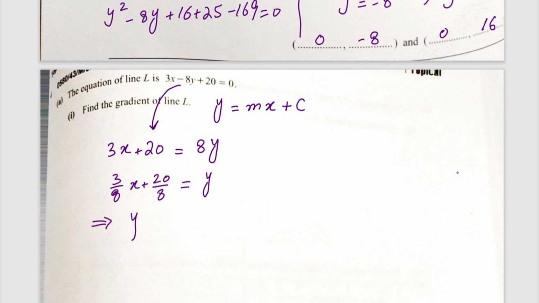Now we can also write this as y is equal to 3 over 8 x plus 20 over 8. Both come in the table of 4: 4 times 5 is 20 and 4 times 2 is 8. So the gradient of this line is the coefficient of x, which is 3 over 8.